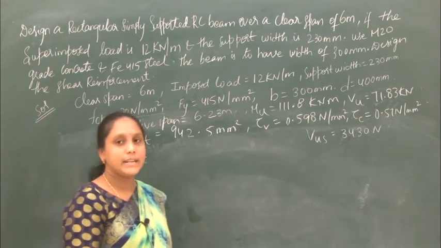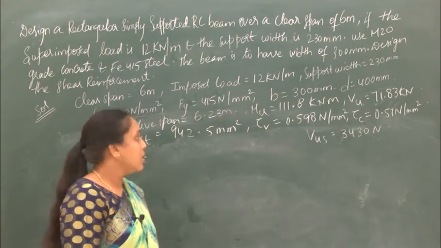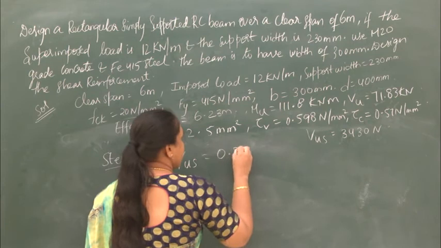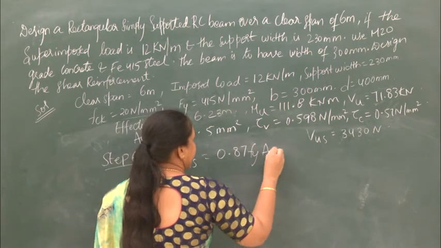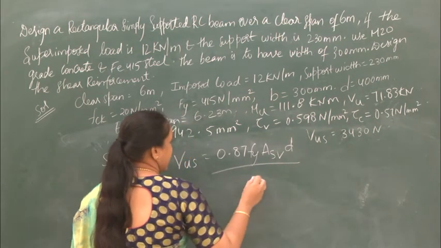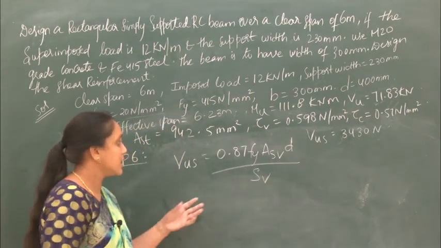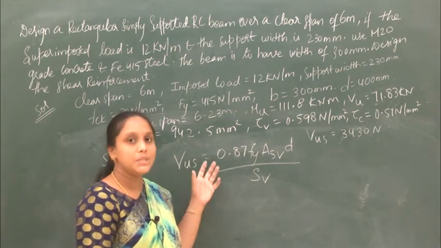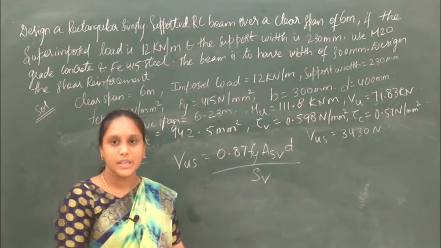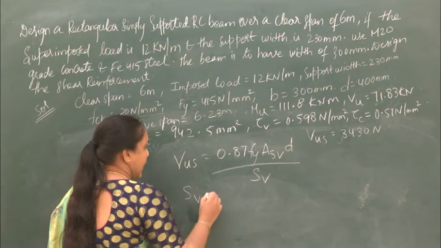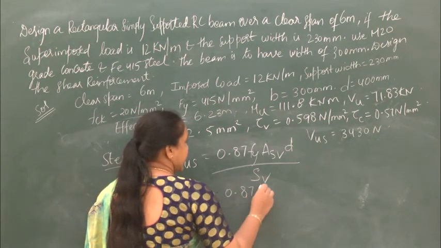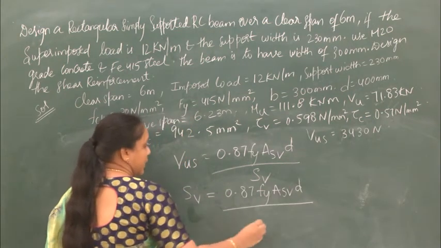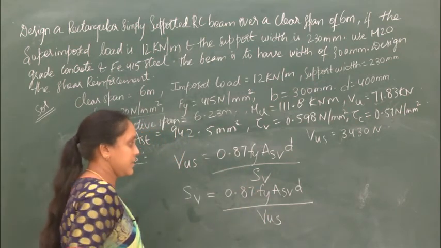Now let us calculate the spacing. So how we will calculate the spacing? Vus is equal to 0.87 Fy into Asv into d by Sv. So by using this formula, here I am considering the vertical stirrups. By considering the vertical stirrups, I am going to calculate the spacing Sv. So what Sv will be? Sv will be 0.87 Fy into Asv into d divided by Vus.